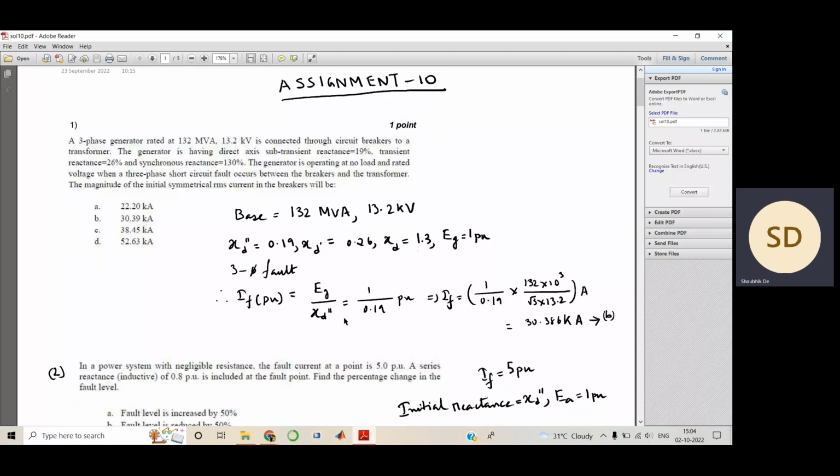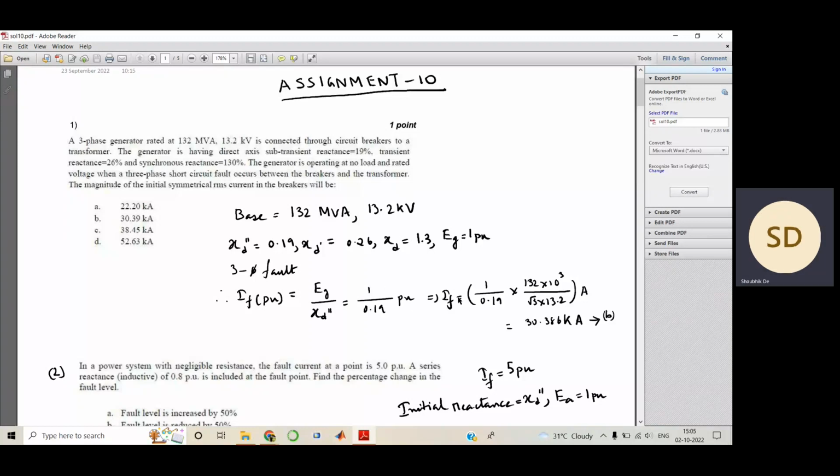Now in a three-phase fault, we know that the fault current is the synchronous generator voltage divided by the synchronous reactance. So your EG would be 1 here because this is the base only. So I mean 13.2 kV is the base, and since there is no other system in the circuit, we'll consider EG as 1, right? So 1 divided by 0.19 per unit would be your fault current.